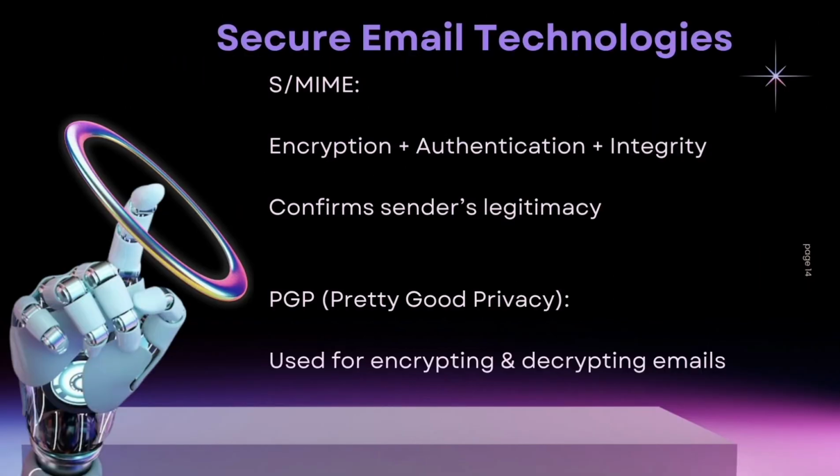Then we have two main technologies for securing emails. The first one is S/MIME, the Secure or Multipurpose Internet Mail Extension, which provides encryption, authentication, and message integrity. It ensures that the email is sent by a legitimate sender. PGP, or Pretty Good Privacy, is another technology that is used for encrypting and decrypting messages.